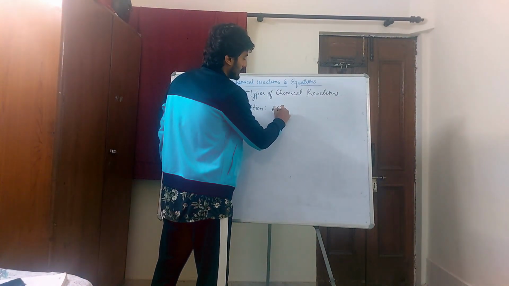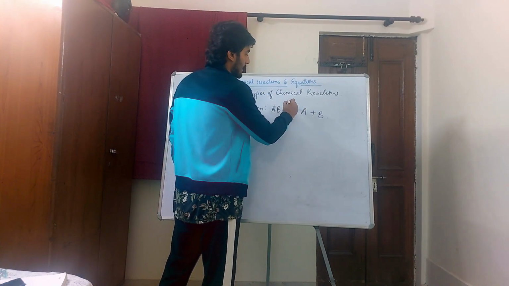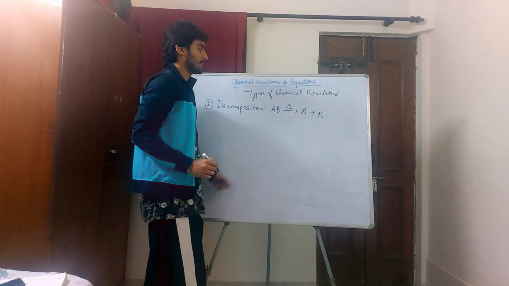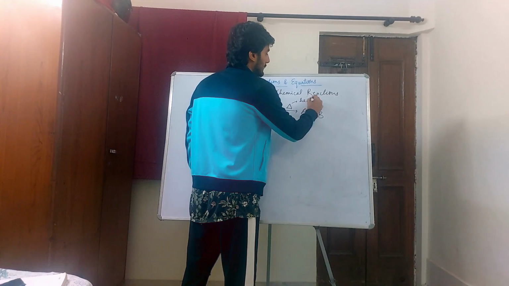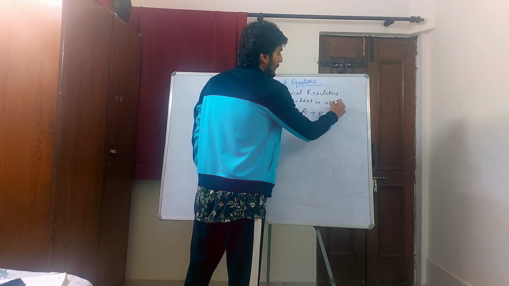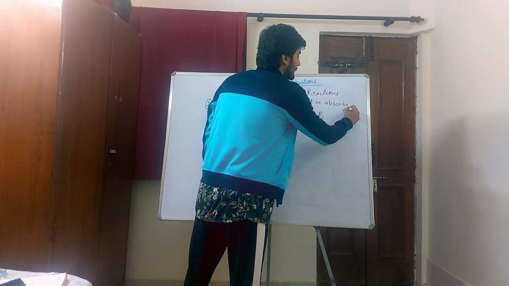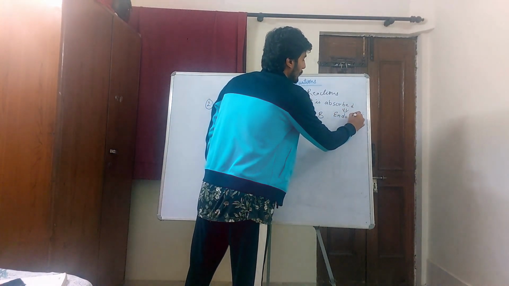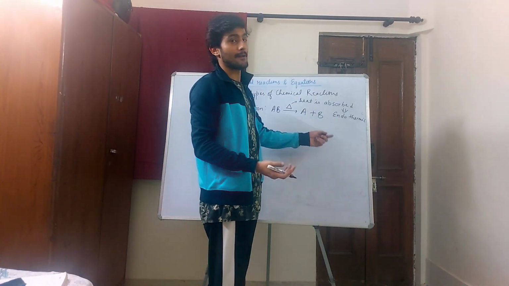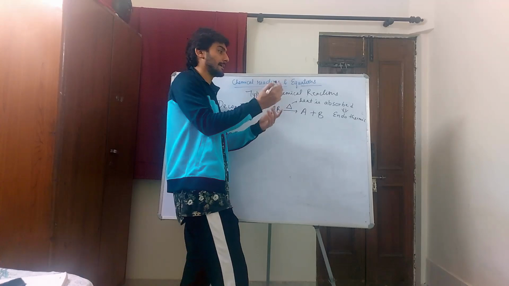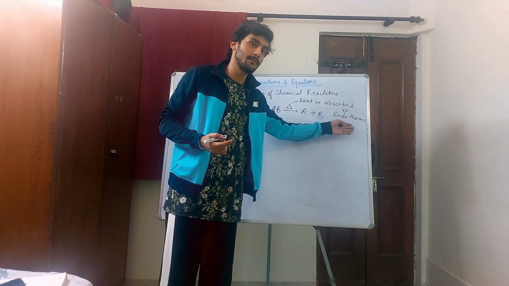So let's say you had AB as your reactant and it is broken down into A plus B. Here the triangle sign is written over here. So this triangle here means that heat is absorbed. So where heat is absorbed, it is known as endothermic. So thermic is related to heat again, and endo means absorption, exo means releasing. So most of the decomposition reactions are endothermic in nature.